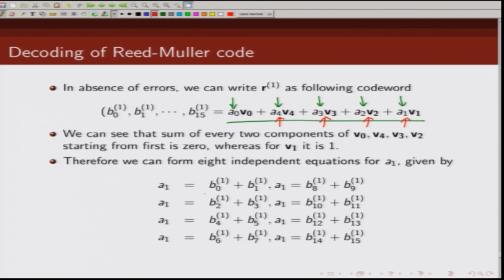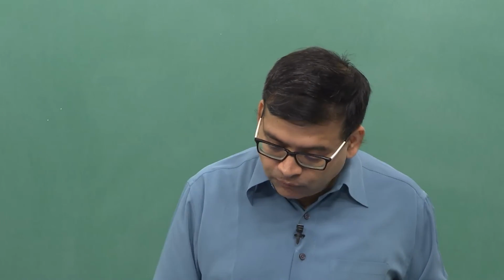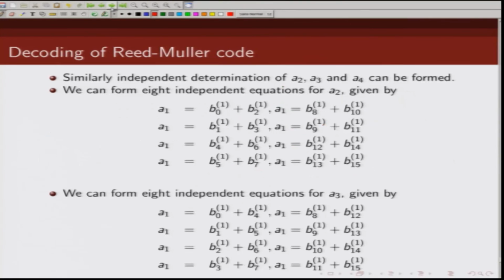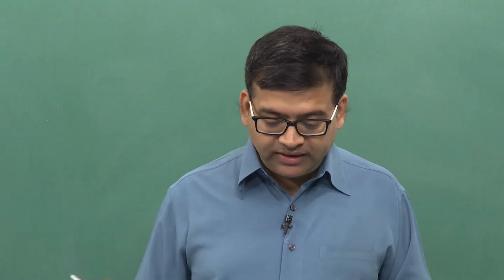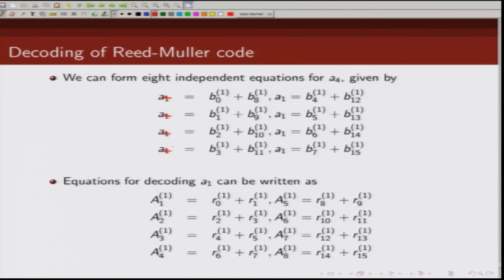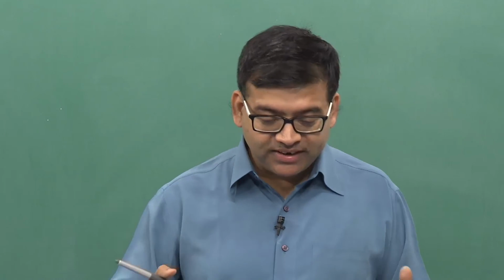In other words, I can get 8 independent views about A1 by just looking at these 2 columns of this matrix. So, I am getting 8 independent equations for A1, and again I will go for majority logic decoding. Whatever the majority of them are saying I will decide in favor of that, and the same procedure can be repeated to find out what A2, A3, A4 are. Again this is just a typo, this should be A2 here, and similarly this is A3 here and this is A4 here.